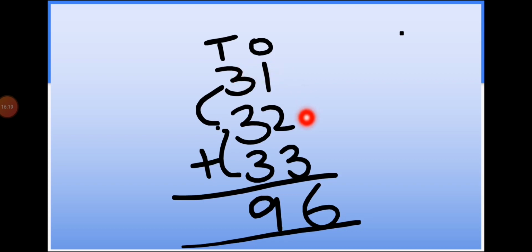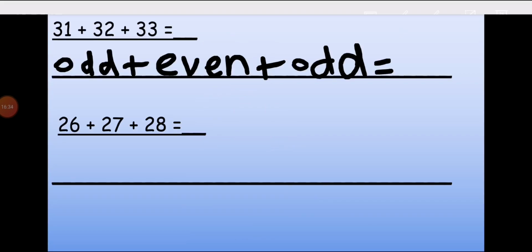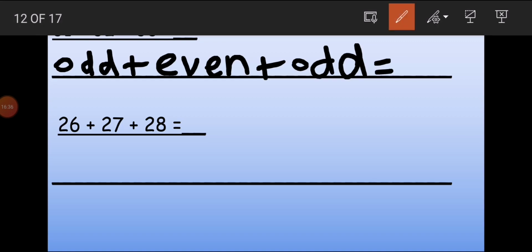The 31 is odd, 32 is even, 33 is odd. Now look at the 96. Is it even or odd? Again, look at the ones place. In ones place, there is 6. And 6 is the multiple of 2. We can put 6 into pairs. So it means 96 is an even number. So we will write our answer here first. 96, right? 96 is an even number.